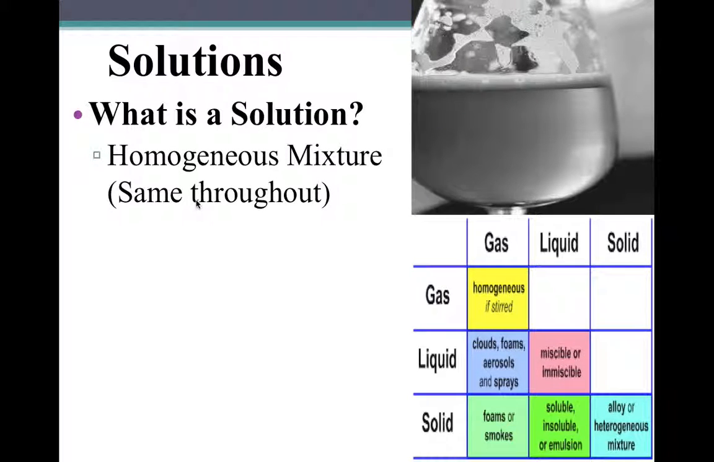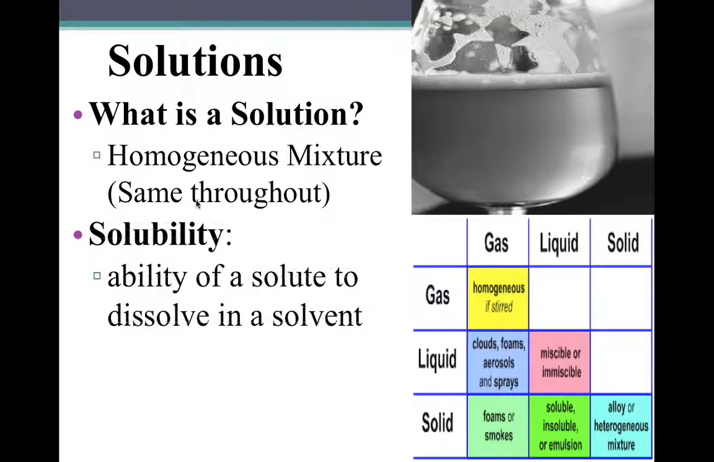For those that thought homogeneous, you are correct. It is a homogeneous mixture, which means it's the same throughout. So when we look at this one, for a substance to be dissolved into another to create the solution, we look at solubility. Solubility is for a substance, such as a solute, right here, to be dissolved in a solvent. We're going to identify these parts in just a second.